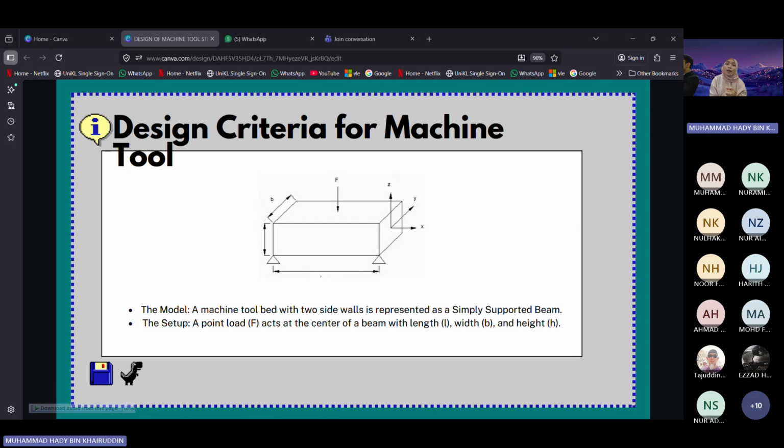Now we look at the design criteria for machine tools. Okay, we treat the machine tool bed as a simply supported beam. Our main goal here is to find the perfect balance between strength and stiffness while using the least amount of material. So the load is F, at the center of a beam with length L, width B, and height H.